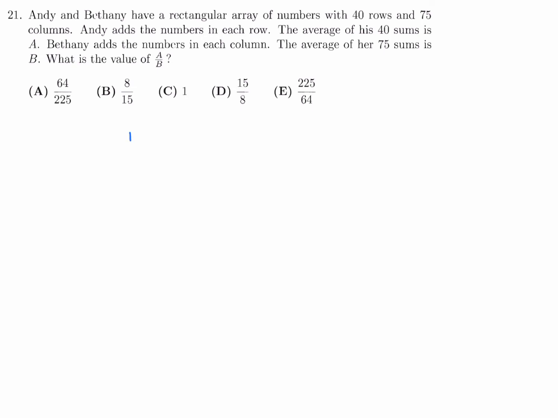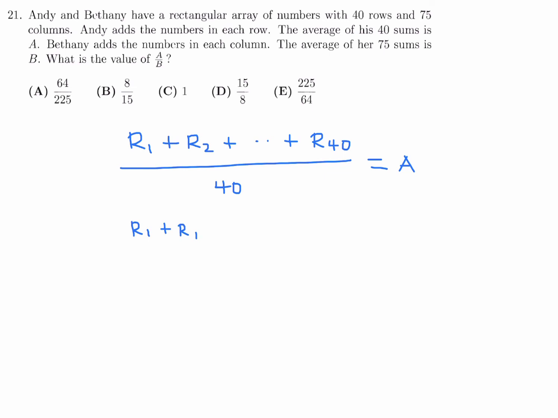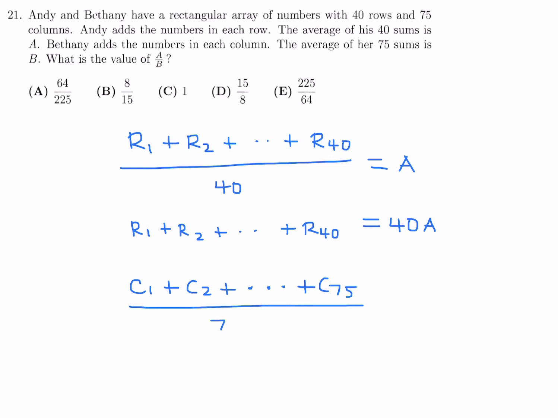The rows, if you add them up, row 1 plus row 2, and so on, all the way up until the last row, which is row 40, they're saying if you take the average of that, which would be divided by 40, is equal to A. So that basically means that if you were to cross multiply, this would become R1 plus R2 all the way up until R40 is equal to 40A. And in a very similar way, if you look at the columns, column 1 plus column 2 all the way up until column 75, if you take the average of those, divide by 75, they're saying that it equals B.